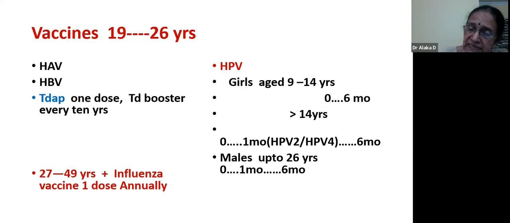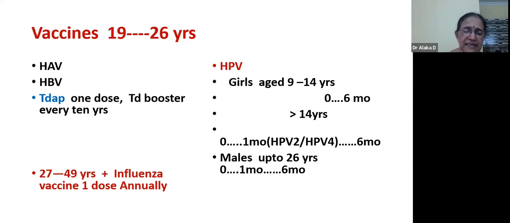Similarly for males, because this human papilloma virus is notorious for causing cervical cancers in the women, but it can also cause cancers in the males and condylomas in the males. So males up to 26 years of age should be given HPV vaccine 0, 1 month and 6 months, so 3 doses.